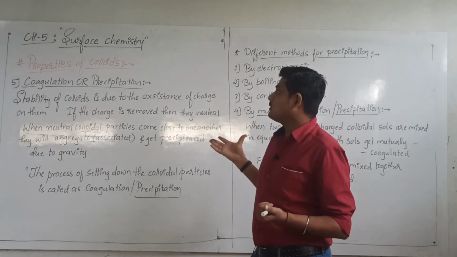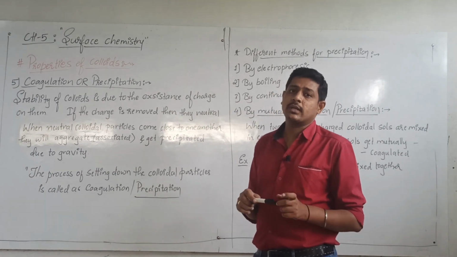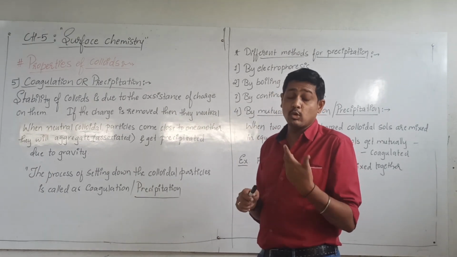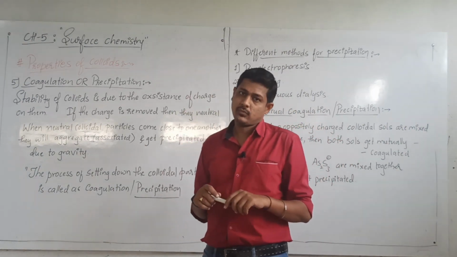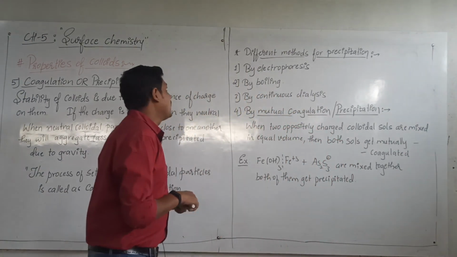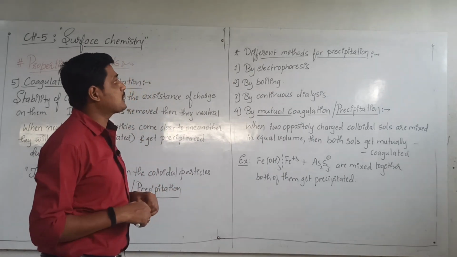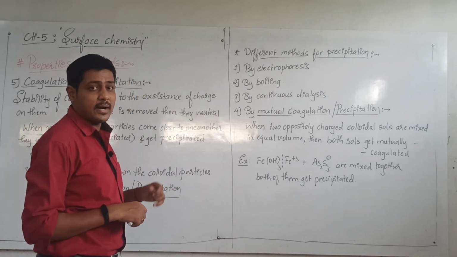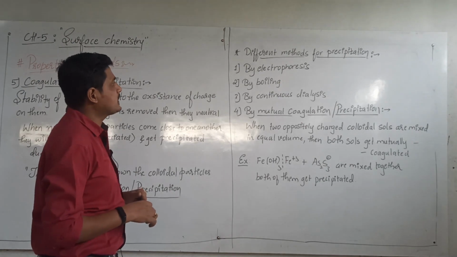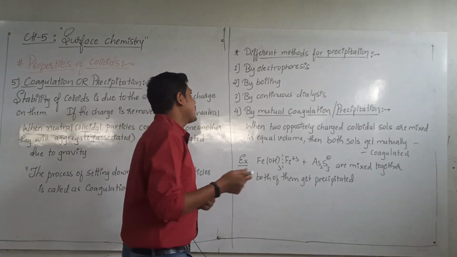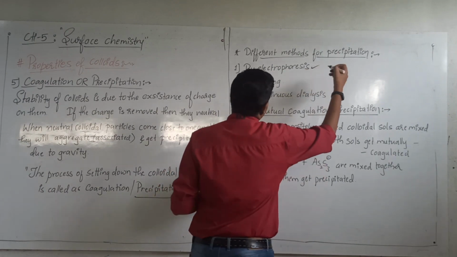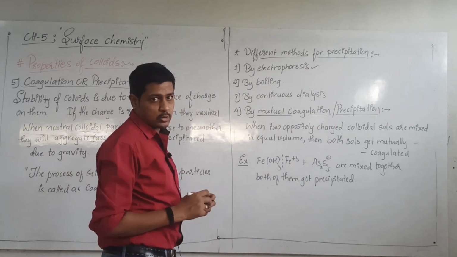Okay, so now we know that when the charge on the colloidal particles is removed, then the colloidal particles will get precipitated. Okay, so this we now know. Now, there are different methods for precipitation or coagulation of the colloidal particles. We follow different methods. In that, the first method is electrophoresis. So this we have already studied, what happens in electrophoresis.